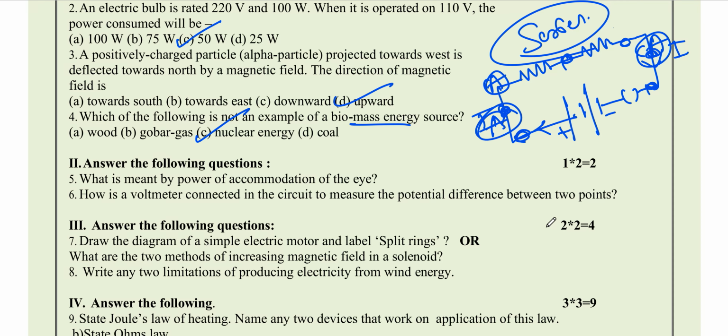Voltmeter in parallel. Why in parallel? Because, look, now here I have a refrigerator. Assume here I have a TV.